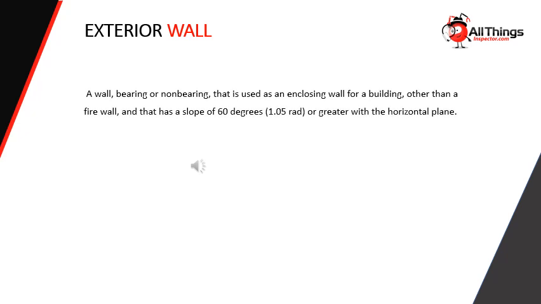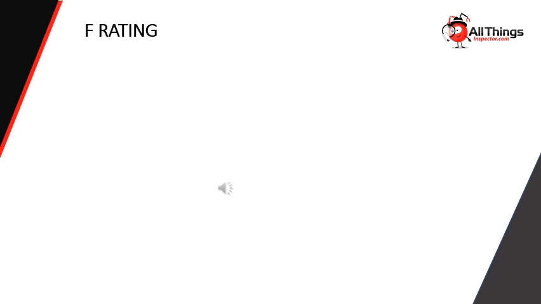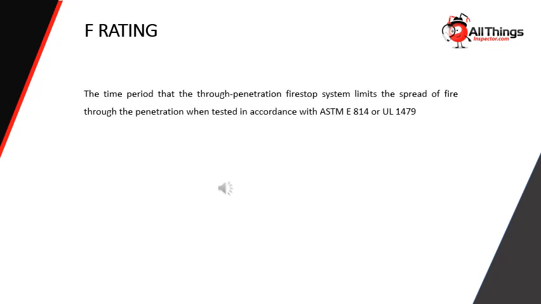Exterior wall, a wall, bearing or nonbearing, that is used as an enclosing wall for a building, other than a fire wall, and that has a slope of 60 degrees (1.05 rad) or greater with the horizontal plane. F-rating, the time period that the through-penetration firestop system limits the spread of fire through the penetration when tested in accordance with ASTM E814 or UL 1479.